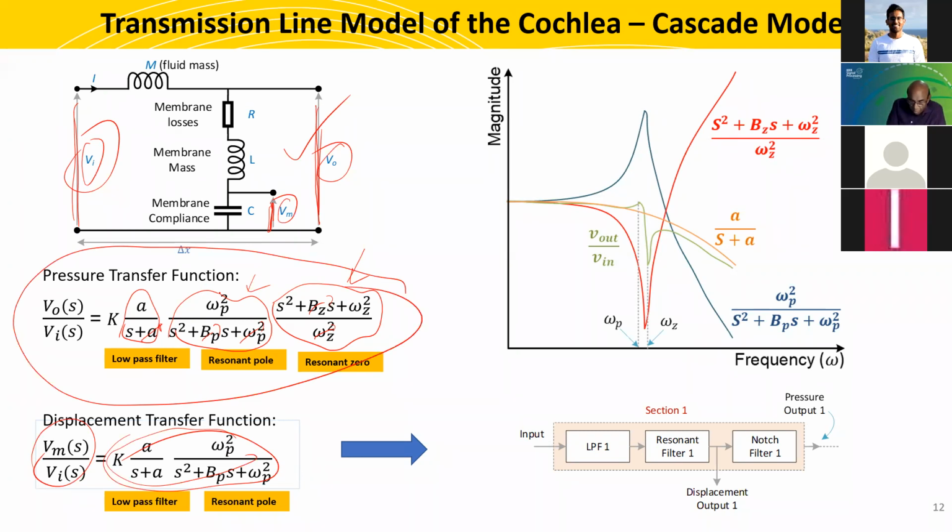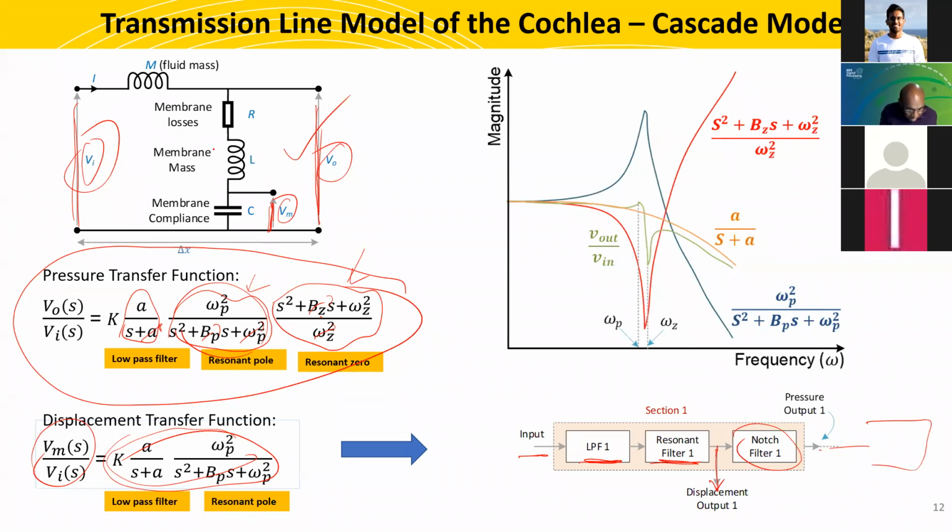It's already there. So when you implement this as a filter section, you will have input, and you will have a low pass filter, a resonant filter, and a notch filter, that's this one. And this displacement output, you take it before the notch filter. That's the displacement output, and this output goes to the next section of the basilar membrane.